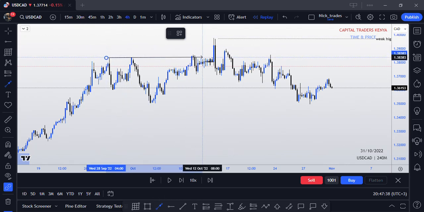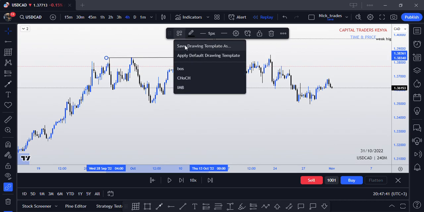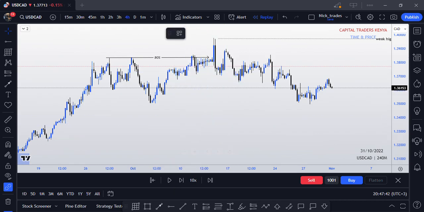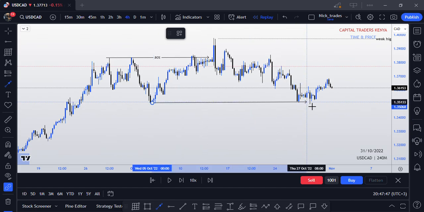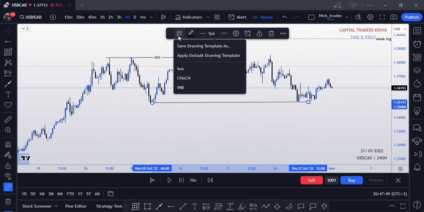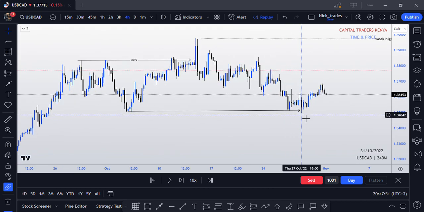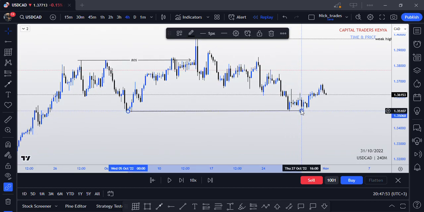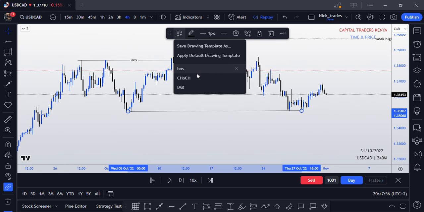So here you can see there was a break of structure. Then the lows that we see, these are the lows that we can see on the first time frame. Have these lows been taken out? Not really, because there's no break and close below our zone. You can see that. So we can be labeling this as a change of character.